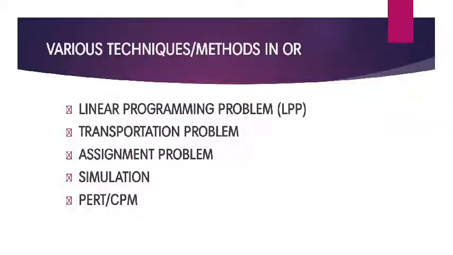First one is linear programming problem, LPP. Linear programming is a technique of finding the optimal value of the linear function of several variables subject to some restrictions. The next method is transportation problem. It is a special type of linear programming problem in which the goods are shipped from various origins to different destinations. The objective is to find the best possible allocation of goods from various origins to different destinations such that the total transportation cost is minimum.